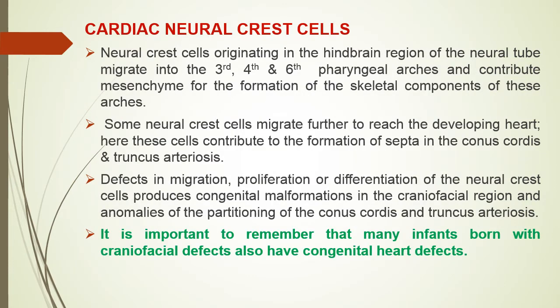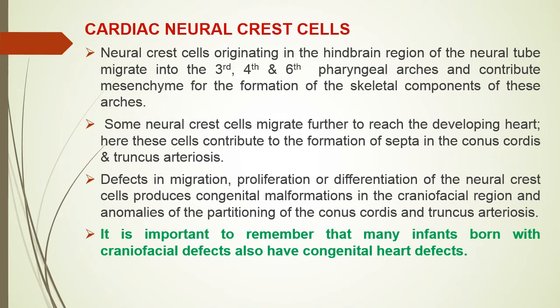The cardiac neural crest cells, you must remember, are very important in the development of the heart, especially in the development of the septa within the heart, especially again in the formation of septa in the conus cordis and truncus arteriosus. And the neural crest cells, which are originally derived from the neural tube, originate in the hindbrain region of the neural tube and migrate into the third, fourth, and sixth pharyngeal arches.